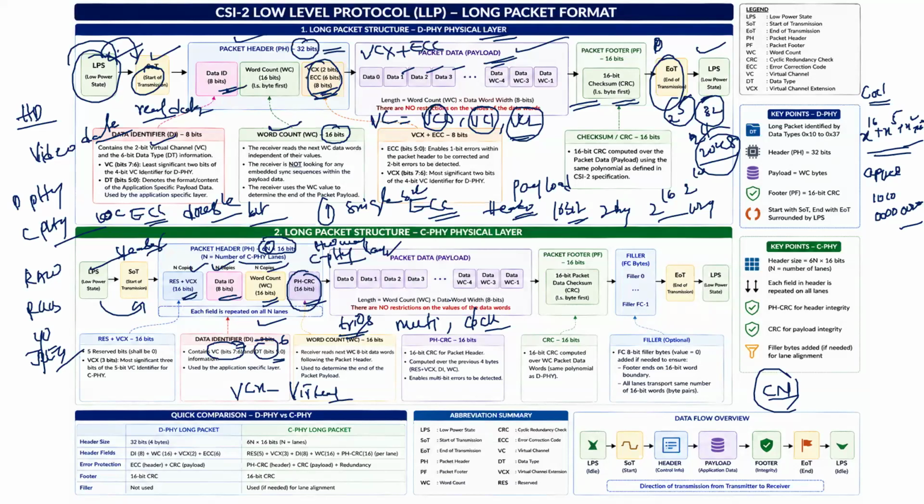See how we transfer the data from the transmitting side to the receiving side. Same thing will be here also. Packet data, data 1, data 2, and also the packet footer with CRC. The packet footer also uses the CRC technique. And then some filler bytes. What is the use of filler bytes? Lane alignment. Lane 0, lane 1, that alignment will be taken care of by these filler bytes. After that, end of transmission and LPS state.